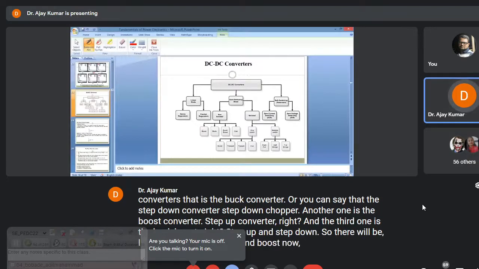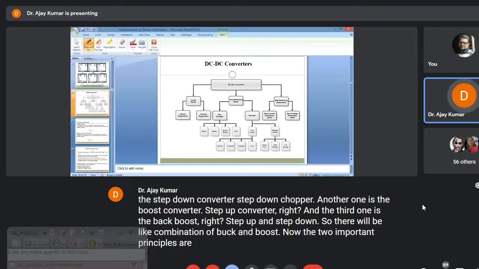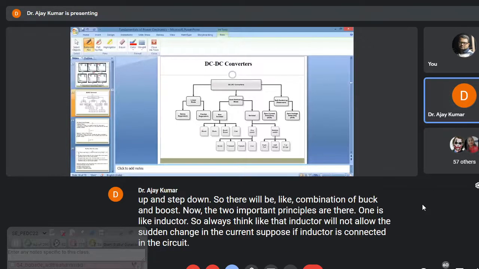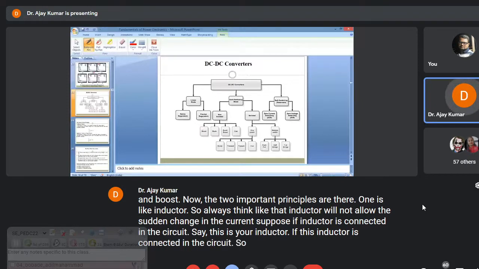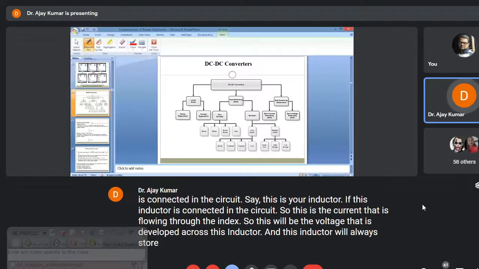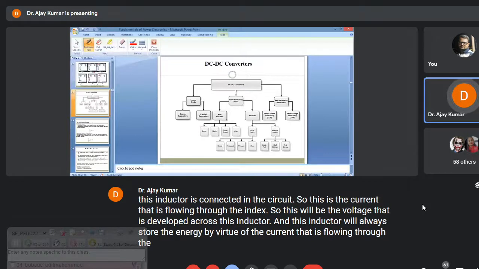Now, two important principles are there. One is the inductor. So always think that the inductor will not allow a sudden change in the current. Suppose the inductor is connected in the circuit, say this is your inductor, and this is the current flowing through it. This will be the voltage developed across this inductor, and this inductor will always store energy by virtue of the current flowing through it. That energy is half L i square.